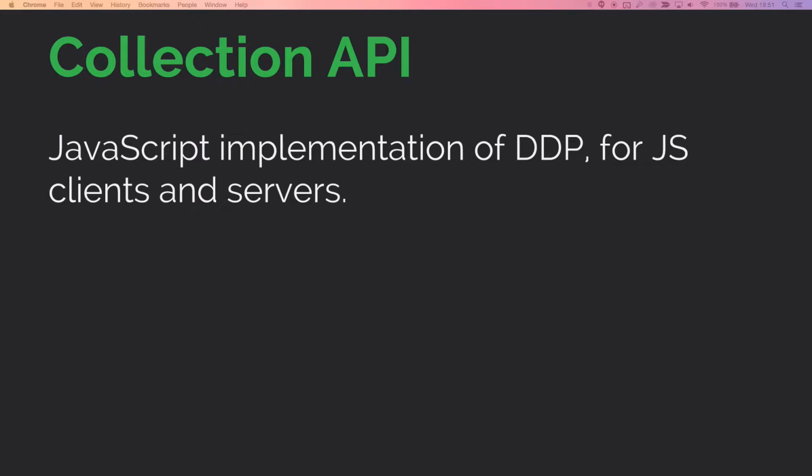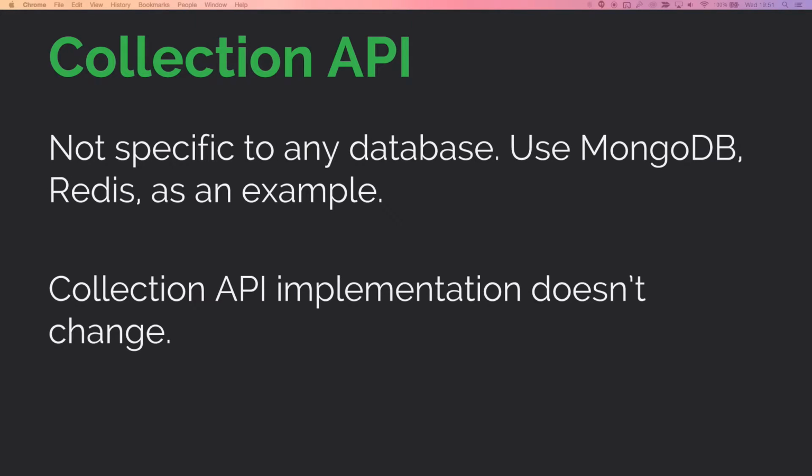So the JavaScript implementation of DDP is what Meteor uses by default because it's a completely JavaScript framework, if you will. And so that's what we're going to talk about, and that's what we're going to use in our examples. But there are implementations of DDP in Ruby and Python and Objective-C, Swift, all those languages.